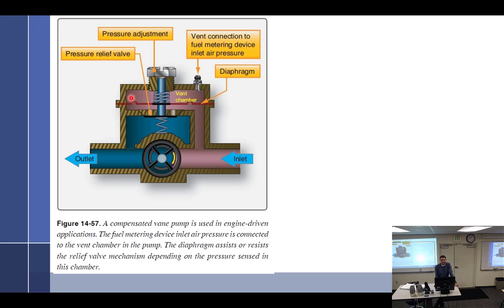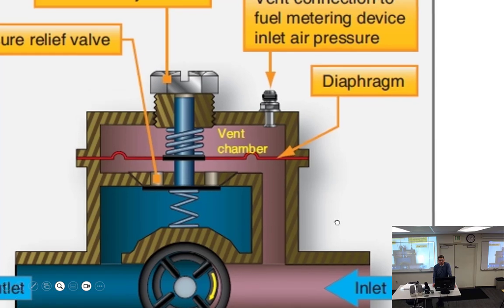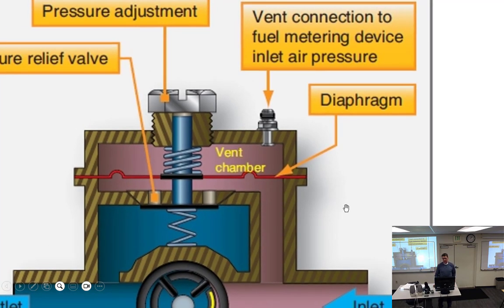Trying to make this easy. If I add air pressure up here, does it help the spring or take away from the spring? It makes the spring stronger. Okay. So what you can do is port air into here to make this stronger and assist the spring. If I make this stronger and assist the spring, what happens to the pressure of the pump? Pump pressure goes up. Okay. So why would we ever want that?